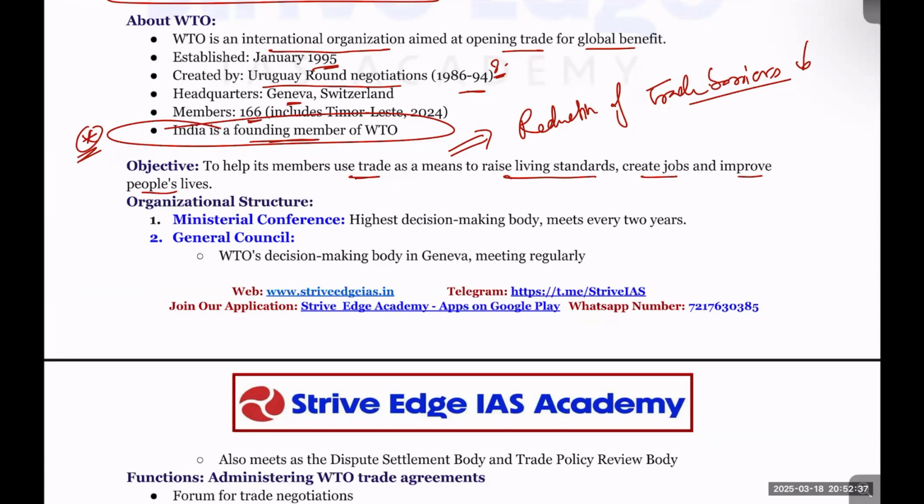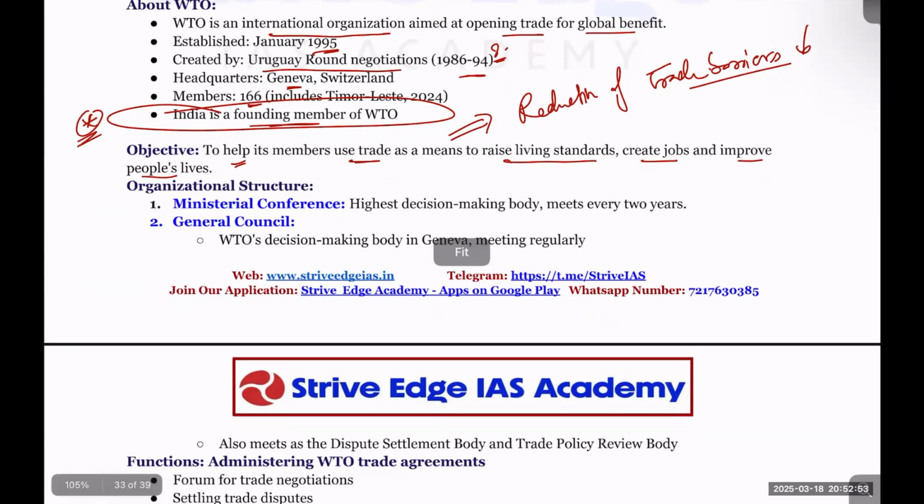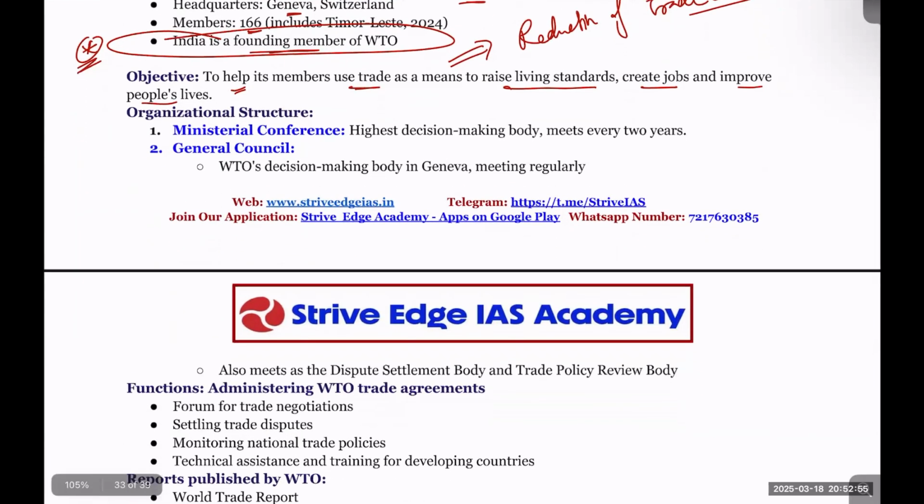And when exports and imports increase, the companies will increase the production of that material. Companies will increase job creation. This will lead to the reduction in poverty. So this is the whole purpose of the creation of the WTO.